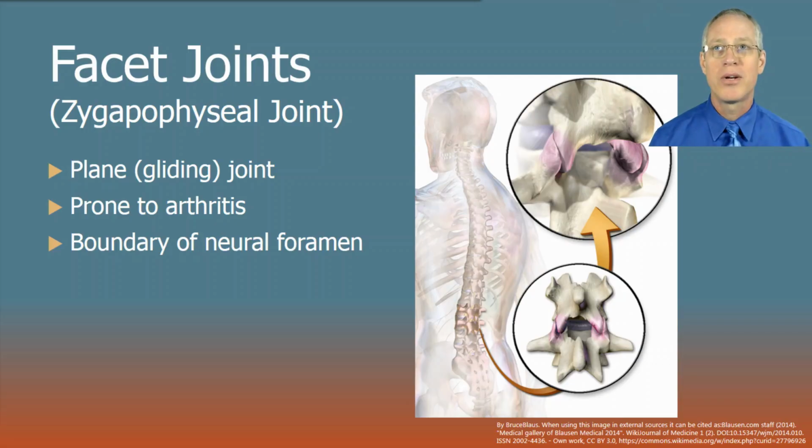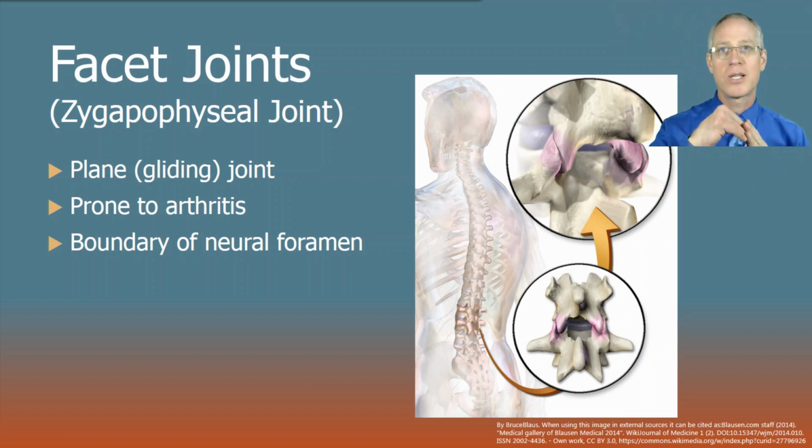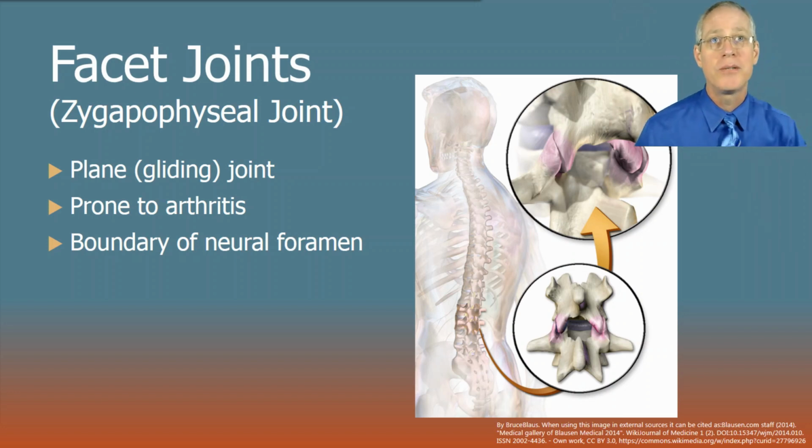The facet joints have another name, notoriously difficult to pronounce. The facet joints are plane or gliding joints, so they're not like a ball in a socket like the hip or the shoulder. They simply slip by each other like this. So in flexion and extension of the spine, the facet joints just slide back and forth. They're a boundary of the neural foramen, as I mentioned.